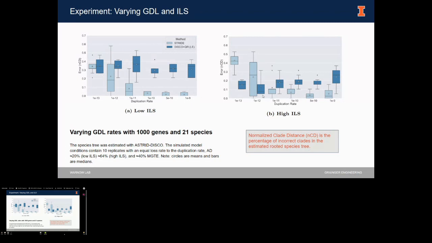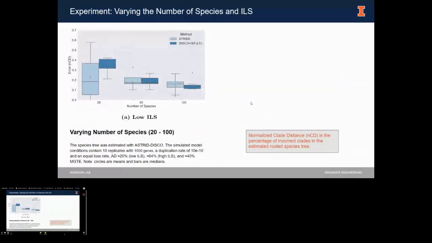And this leads to situations where, under these low to medium duplication rates here, there's a very significant improvement that we're getting from DISCO+QR. So next we examine the varying number of species.